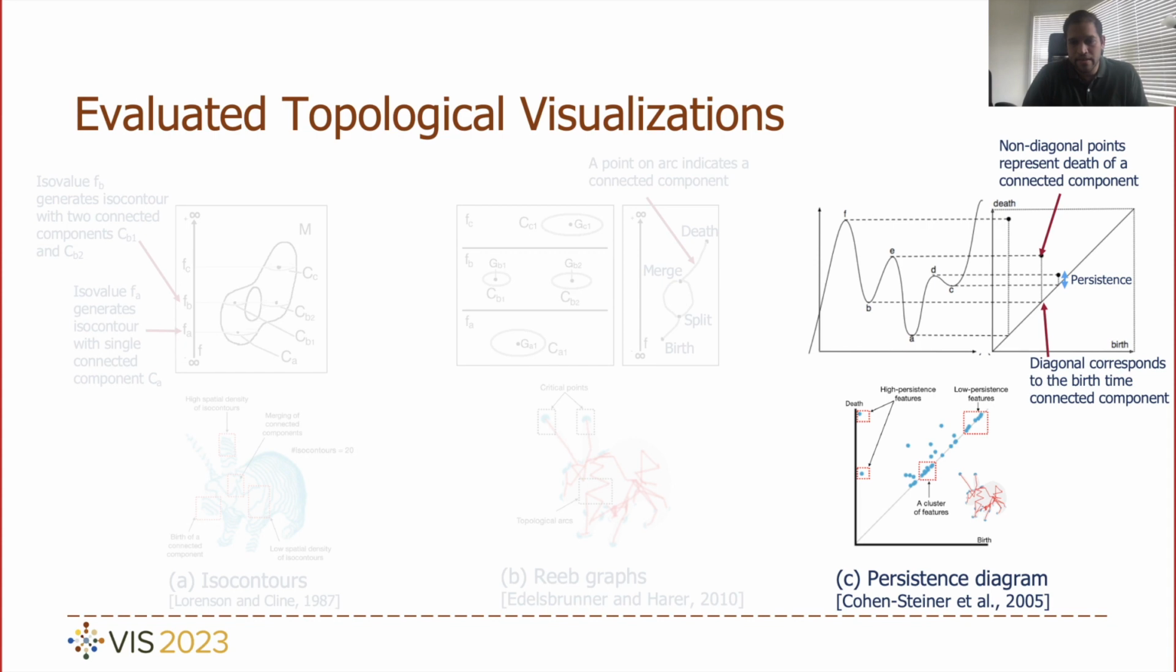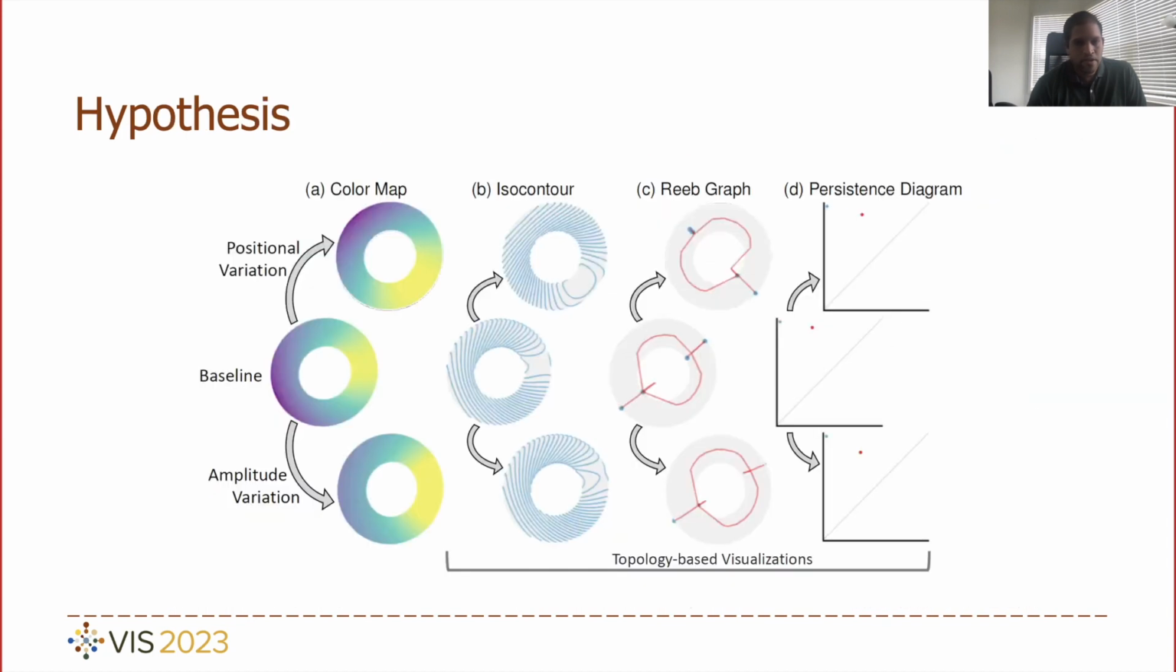Finally, persistence diagrams are a scatter plot like visualization where the high persistence features are represented as dots that are farther away from the diagonal, and low persistence features are situated close to the diagonal, which also represent noise in the data. The vertical distance of a point from the diagonal represents persistence or significance.